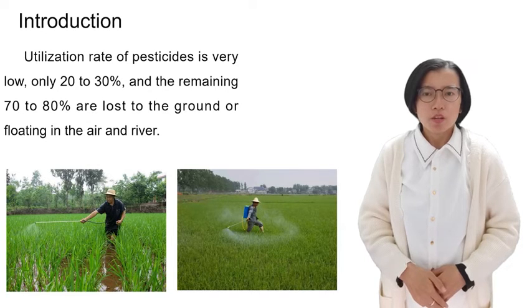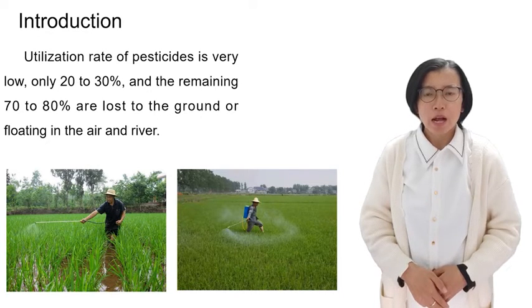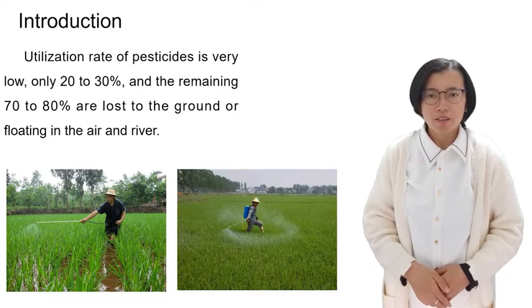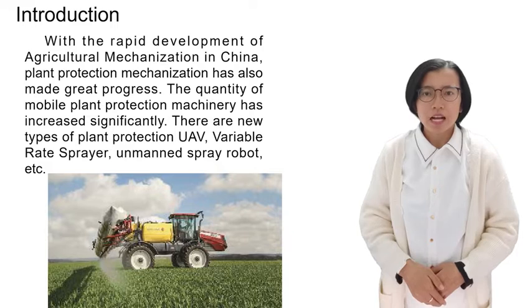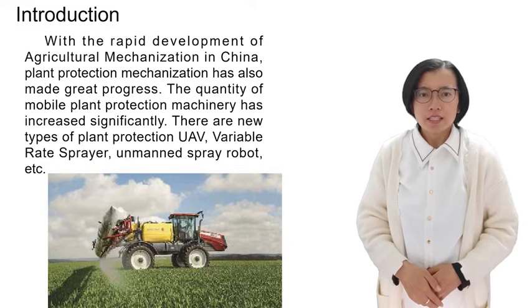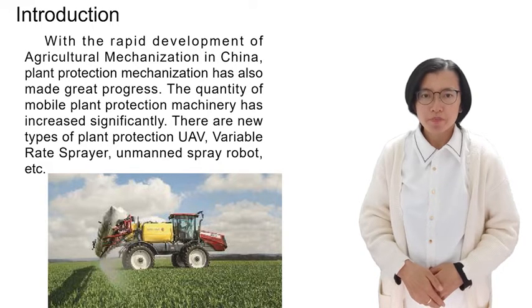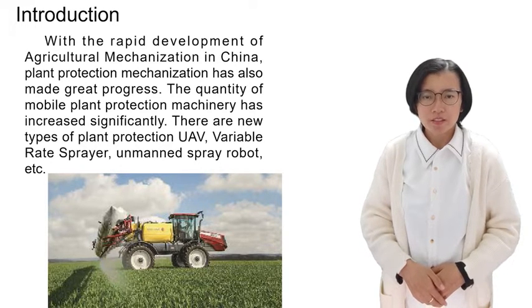So workers and researchers in the agriculture area should work hard to develop some new agricultural machinery for Chinese agriculture. With the rapid development of agricultural mechanization in China, plant protection mechanization has also made great progress. The quantity of mobile plant protection machinery has increased significantly. There are some new types of plant protection machinery, for example, UAV, which is short for unmanned aerial vehicle, variable rate sprayer, unmanned spray robot, and others.